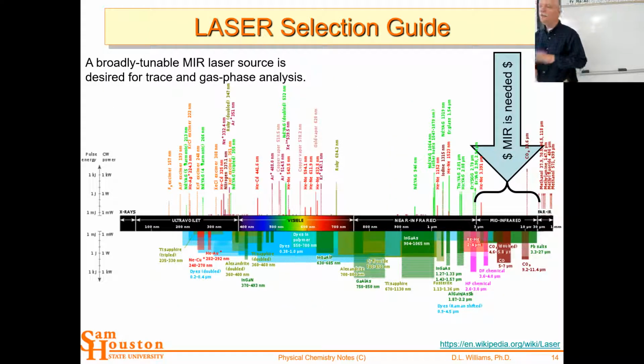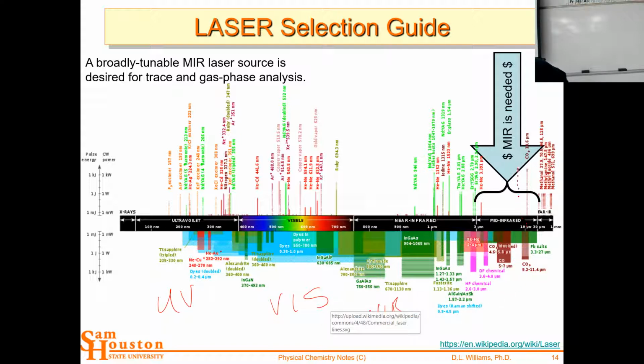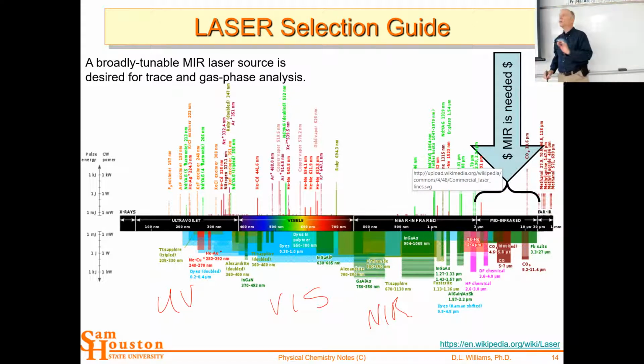So here's your laser selection guide. This was a few years old, but you see we've got wavelengths of light that go, here's the UV, the visible, the near infrared. I'll do NIR. But this mid infrared is sort of a desert, if you will. And so if you were able to make mid-infrared lasers, you'd have a market.